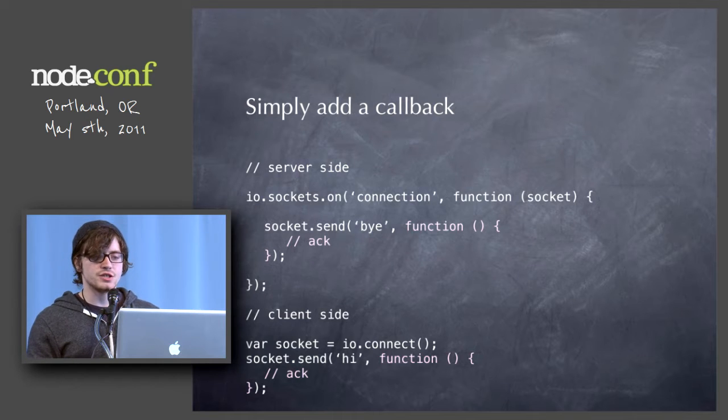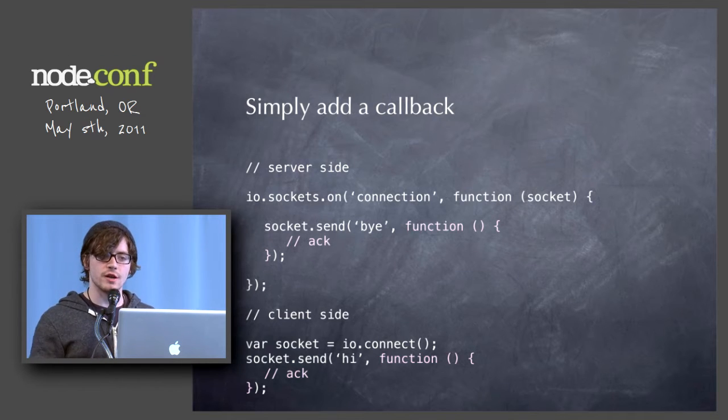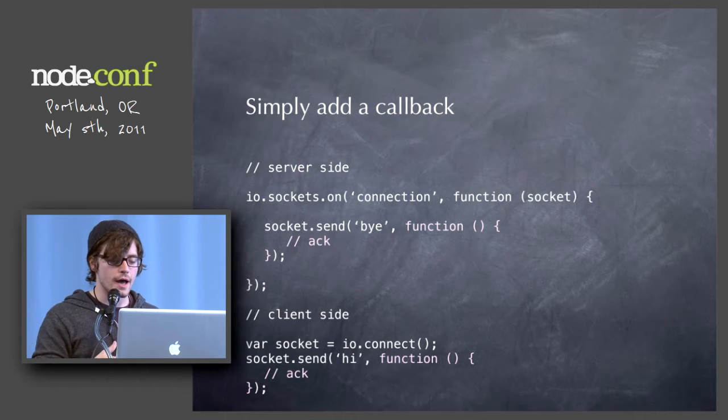Every time you send a message, if you pass a function as the last parameter, that's going to append an ID to the message that is being sent through the wire, and the client will respond. And it's also symmetrical, so a client can send a message that has a callback associated with it, and the server will respond with an acknowledgement.